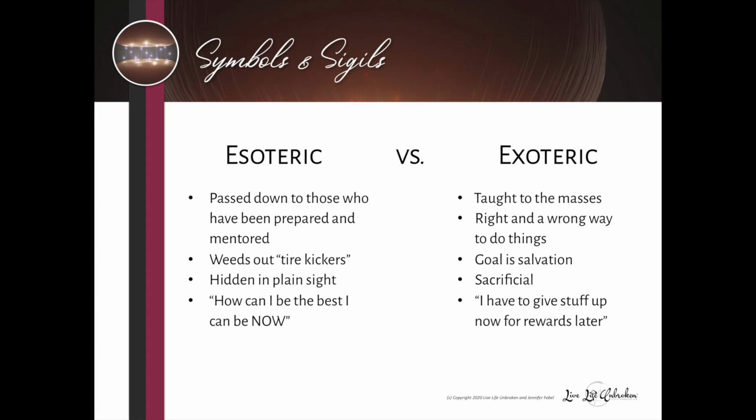Now, what I love about symbols is that they are universal. They are found and encoded in both esoteric and exoteric traditions. And so the information in this series is going to be focusing on the esoteric so that you can learn how to be the best now.